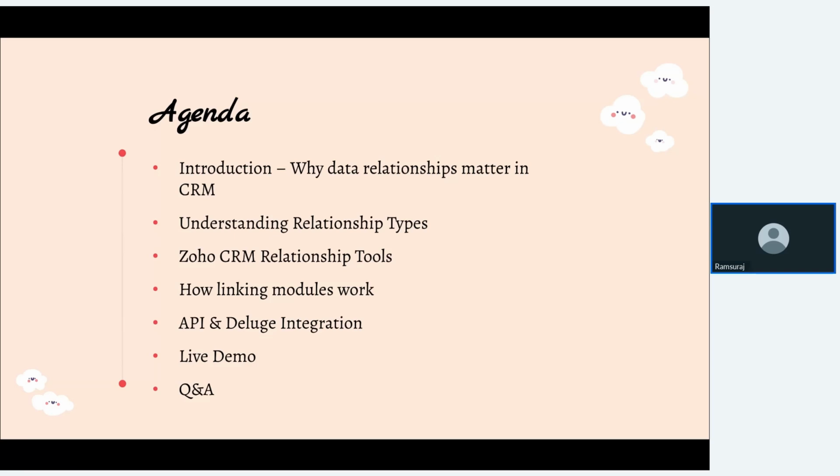We need some elements or fields, like lookup fields, subforms, or linking modules, to achieve this. So we'll discuss that, and we'll explore how to implement a many-to-many association using linking modules. And at last, I'll show you how to automate these relationships using Deluge and the Zoho CRM API.